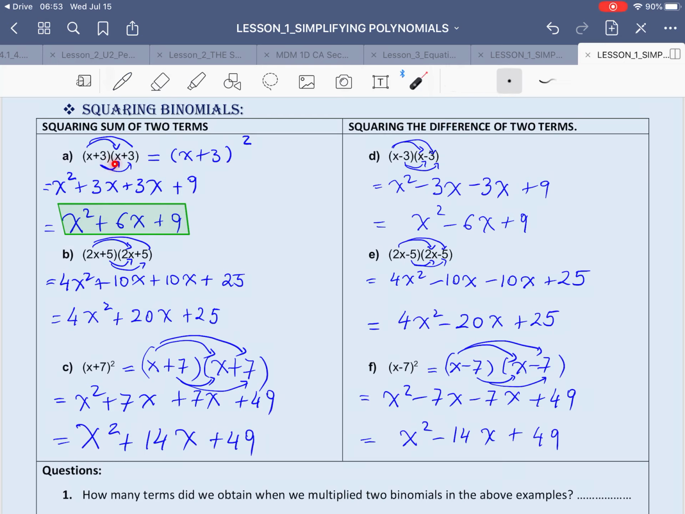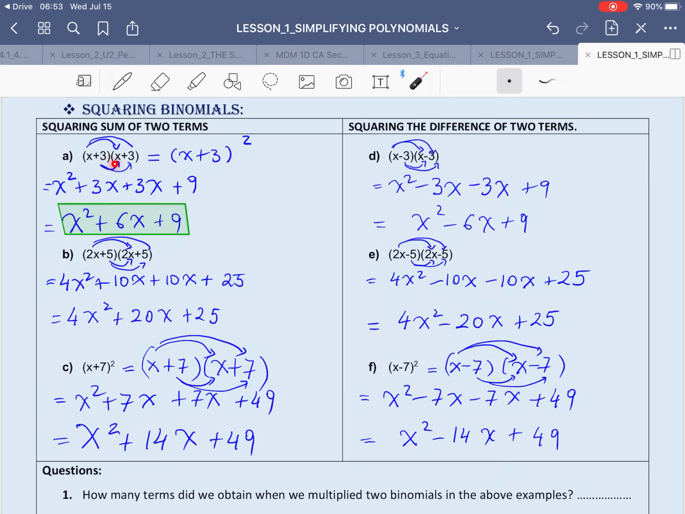So again, we have this one here, and this one here. So exact same terms, just the middle term is negative.